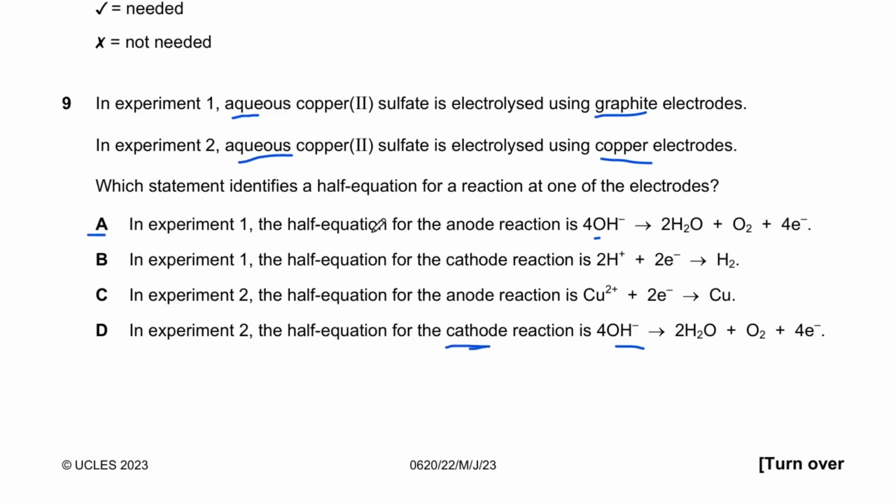In experiment 1, the half equation for anode reaction is this. So because it is aqueous, that means hydroxide ions are discharged, and this is the correct half equation. Exam tips: always remember graphite electrodes are inert, while copper electrodes are reactive.